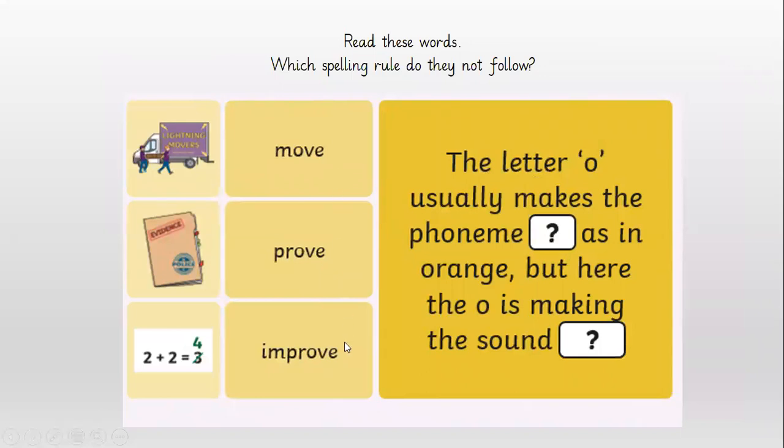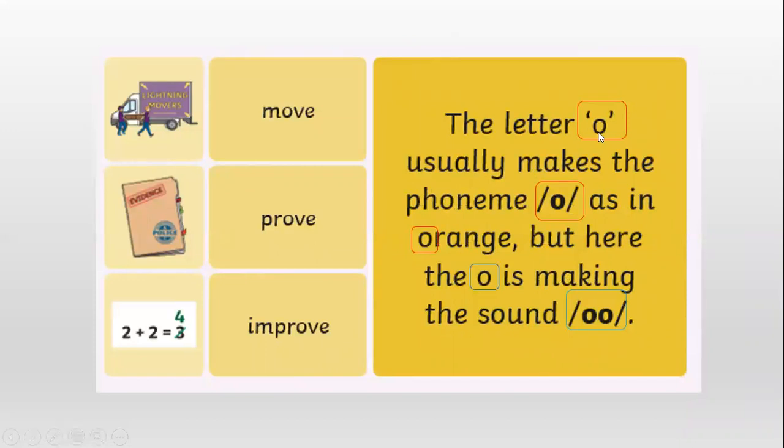Let's look at the next three words we've got here. Now the letter O usually makes the phoneme. What phoneme does that make usually? What does it make in orange? But in these words, is the O making the same sound? Let's have a look. The letter O usually makes the phoneme O, as in orange. But here the O is making the sound OO, which when we read the word, we say move, prove, improve.